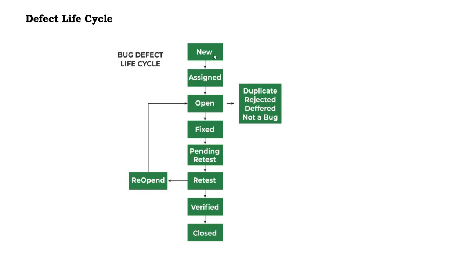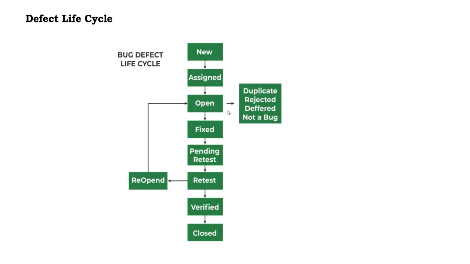Once you find the defect, that defect will be in the new state as soon as you find it. You can use different tools like Bugzilla, and you can also use Jira to log the defect. Once you log the defect, the status will be new. Then next, it needs to be assigned to a developer so that he can fix it. So next, the status will come as assigned. That particular defect will be assigned to a developer.